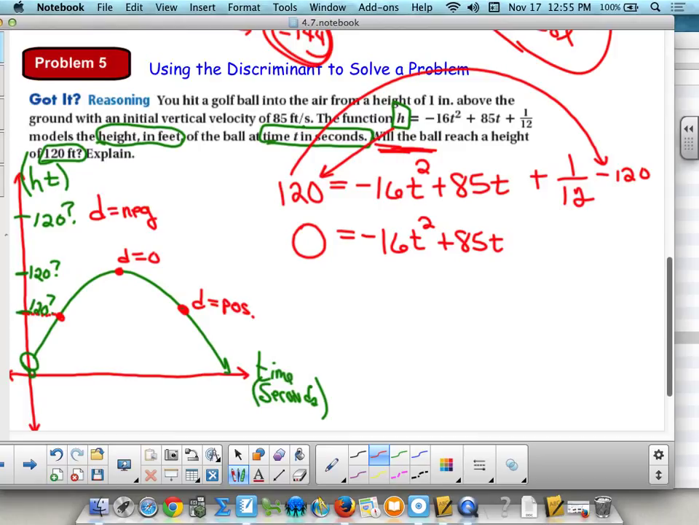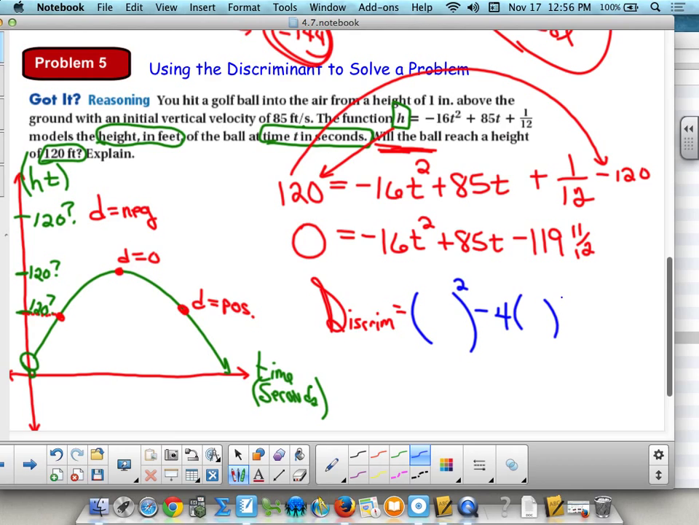When you put it in standard form, you got 0 on this side. What did you get over there when you subtracted 120? Negative 119 and 1/12. Oh yeah. Not a really nice C value, right? That's really not a nice C value, but here's the deal. You guys all have calculators, it's not going to hurt you. All you gotta do is a discriminant.